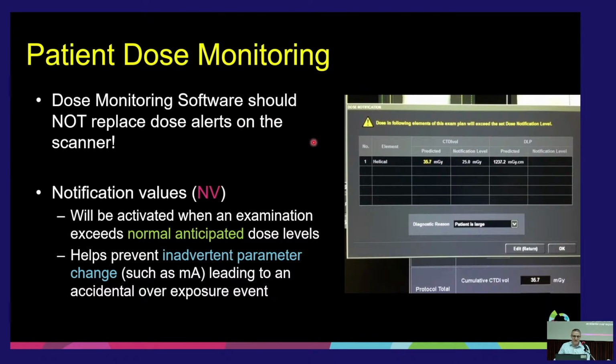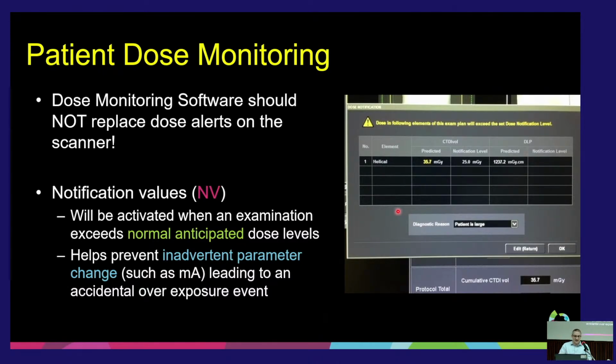So every system has been established based on NEMA standards that every system must have some kind of dose alerting. The first level is what we call a notification value. And what's going to happen here is you'll have your protocol set up and it'll have an anticipated CTDI value. And then you'll have a threshold that you'll set. And so the system expects a certain output for, say, a brain with or a brain without.